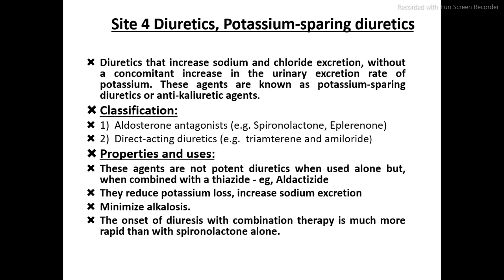They reduce potassium loss and increase sodium excretion. Whatever the excretion of potassium occurs, it is because of the use of the diuretics. The work of the diuretics is what? To excrete the electrolytes. So these potassium sparing diuretics reduce the loss of the potassium, but they increase the excretion of the sodium. They minimize the alkalosis. The onset of diuresis with combination therapy is much more rapid than with the spironolactone alone.